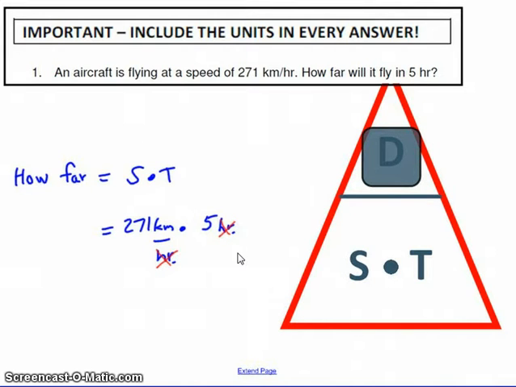5 times 271 is 1,355, but a key part of it is to make sure that you tell me what. 1,355 what? 1,355 kilometers is the right answer. And if you don't have kilometers there, if you don't have units at all, I'm not going to give you full credit on the question. And remember, this unit makes sense. It matches what you were asked, a distance or a how far question.